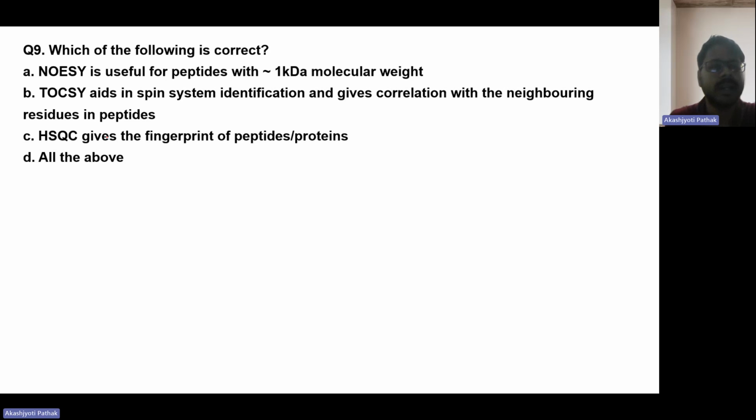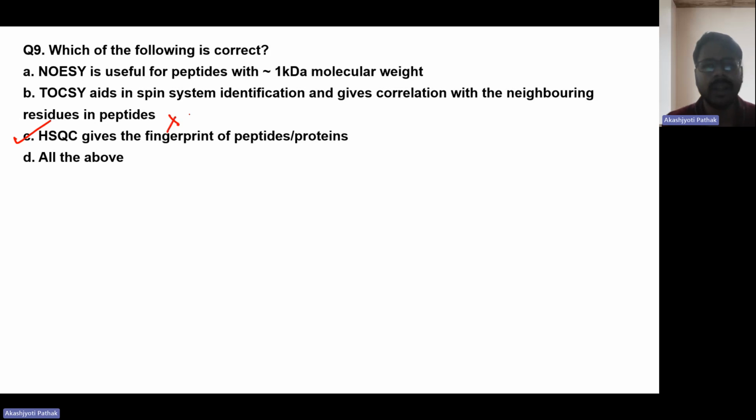So which of the following is correct? The NOESY is useful for peptides with 1 kilodalton molecular weight. TOCSY aids in spin system identification and gives correlation with neighboring residues in peptides. HSQC gives the fingerprint of peptides or proteins. So this option is correct. Just now we saw the HSQC spectra of a protein. All the different amino acids will give a peak in the HSQC spectra corresponding to the amide proton.